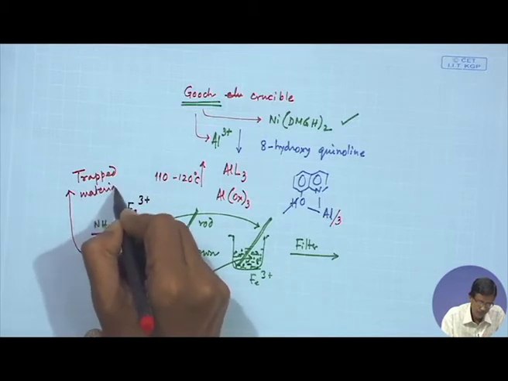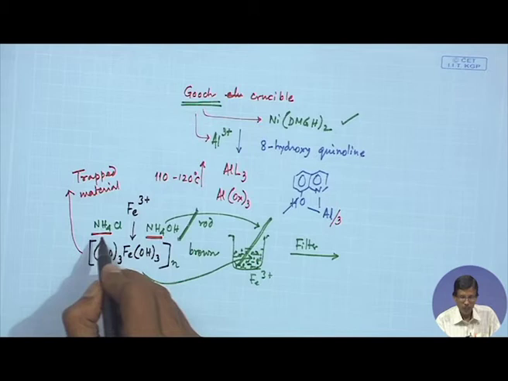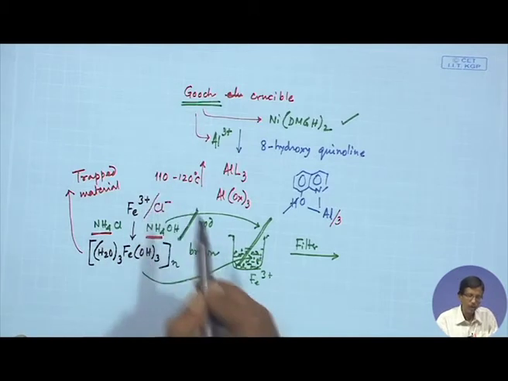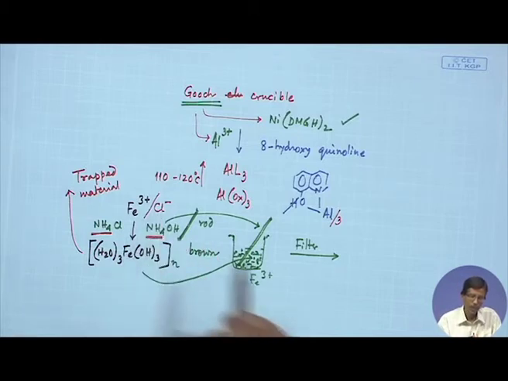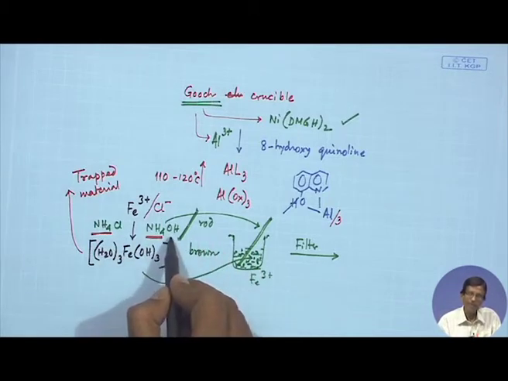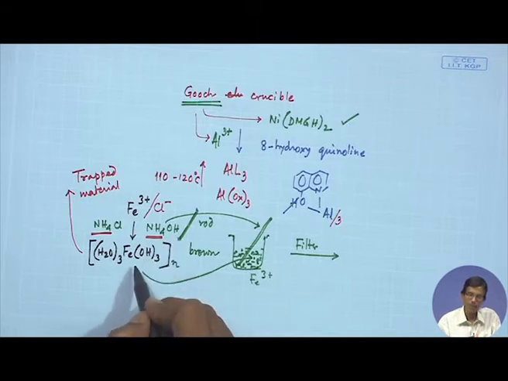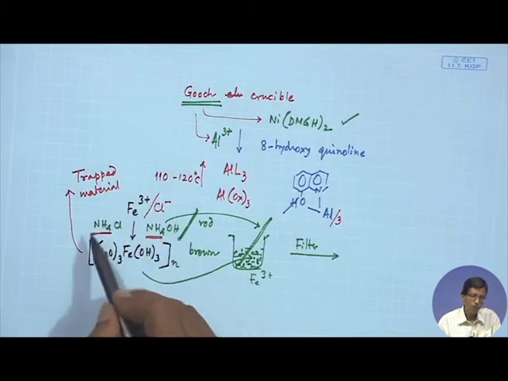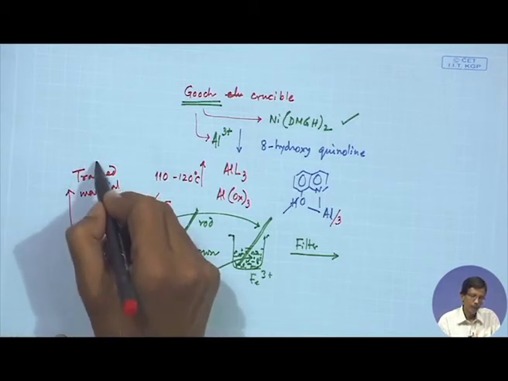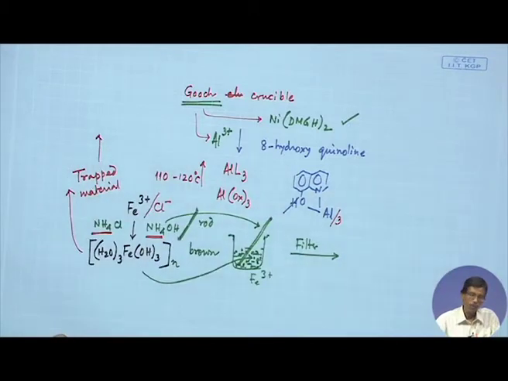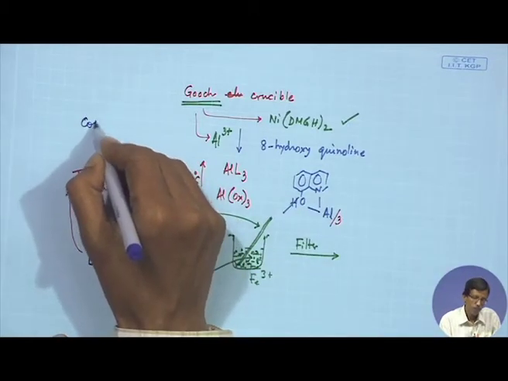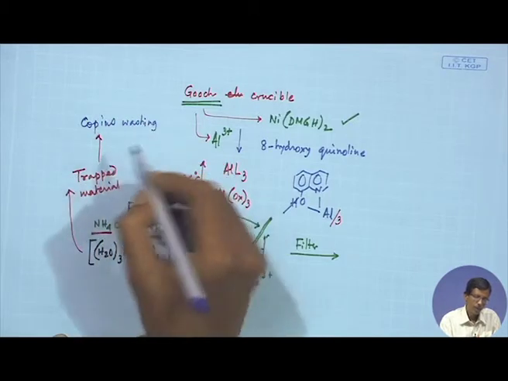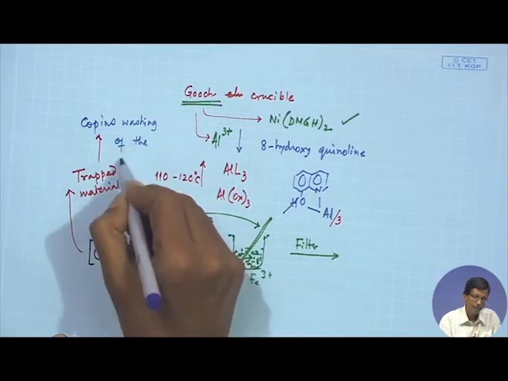What is that? You can have the ammonium ion, you can have the chloride ion, because if you are handling the solution taken from the ferric chloride, you can have the chloride ion, and you can have the excess hydroxide ion which has not been used for the precipitate. So, all these ions you have to wash out. So, this trapped material can be removed by copious washing of the precipitate.